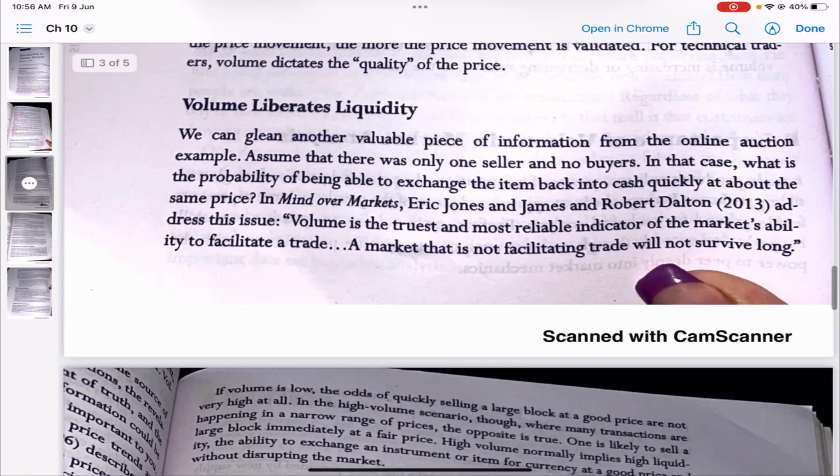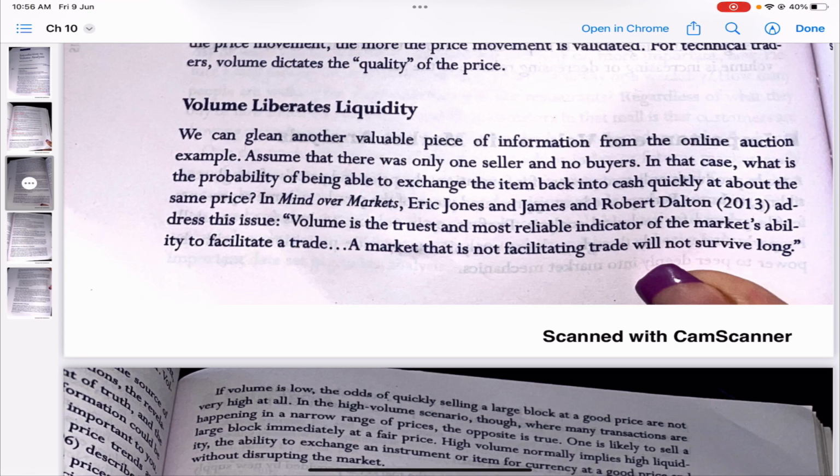Okay. So the next thing is volume liberates liquidity. If more and more investors are participating in a particular instrument, that will show me that there is liquidity, right? If people are not interested to buy or sell anything in this instrument, then there is no liquidity. I might not be able to place a sell order for my shares and I might be stuck.